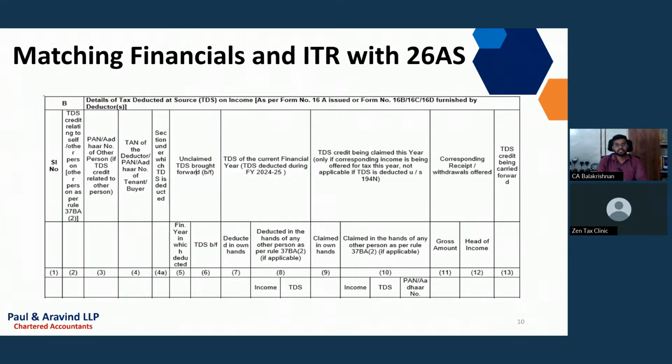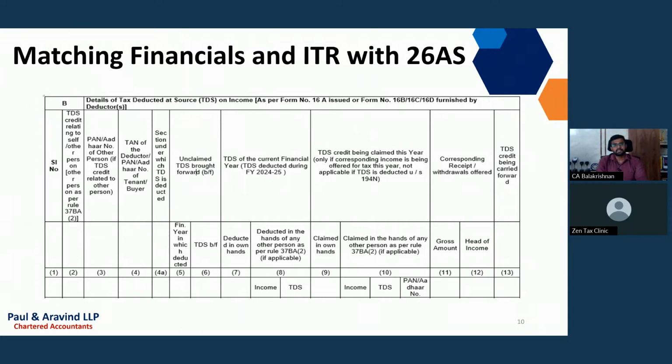In column number 2, TDS credits relating to self or other persons. Other persons means in case any deductor has reported it inadvertently, then we can give that credit to the respective person after information is given to the deductor. After information is given to the deductor, he needs to correct his TDS statement. After that, the correct person can take credit. Otherwise, the correct person cannot take credit.